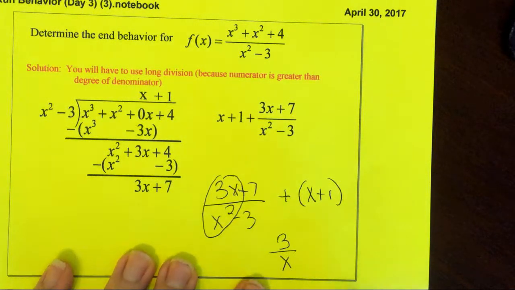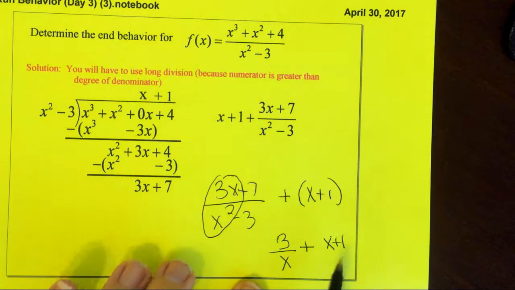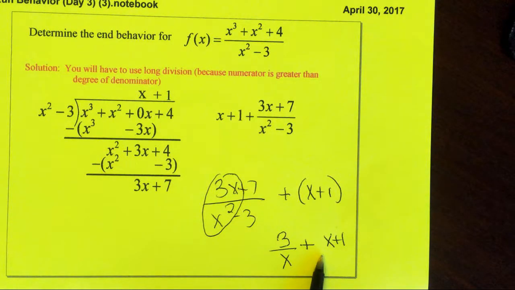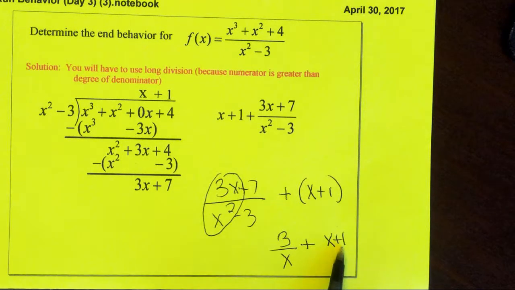That's our reciprocal function. But this time, I've got a weird asymptote. It's not a horizontal line like what we're used to. This is actually called an oblique asymptote, and it's going to be the line x plus 1. So let's see what that's going to look like.